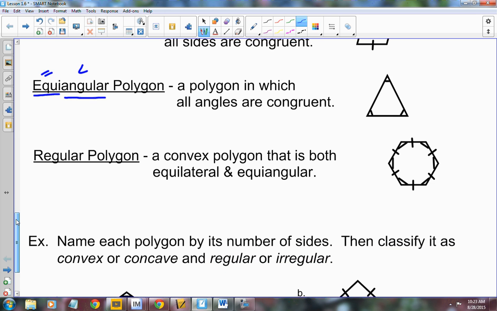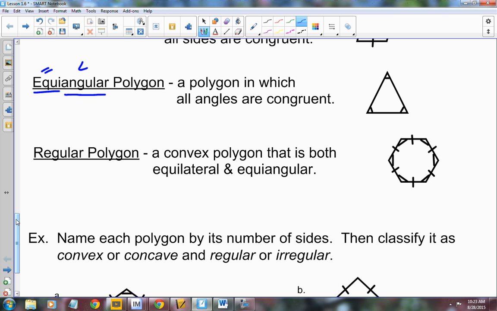Then you have what's called a regular polygon. This is probably the most specific that you can get, because it is a convex polygon. It has to be convex. That is both equilateral and equiangular. So this right here is a regular hexagon. So if I say you have a regular hexagon, you immediately know that it's convex, it has 6 sides, and all the sides and angles are equal to each other. Okay? And they'll give you that description throughout the year, so you need to know what that means.